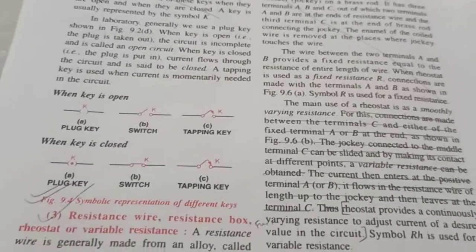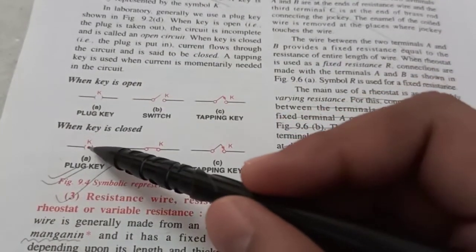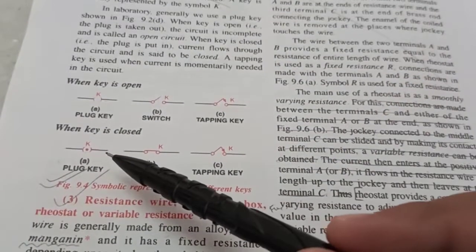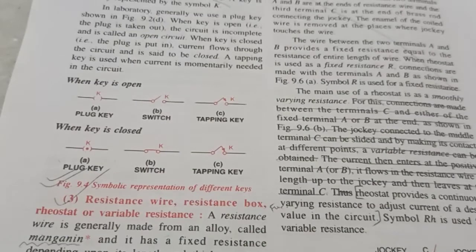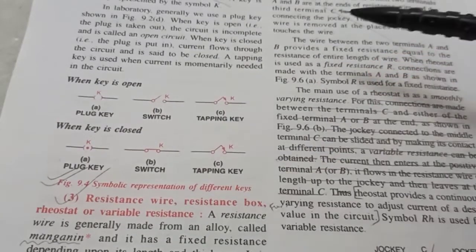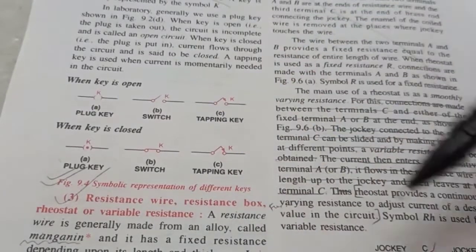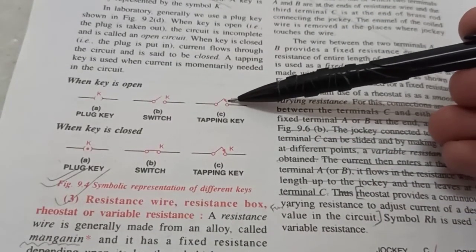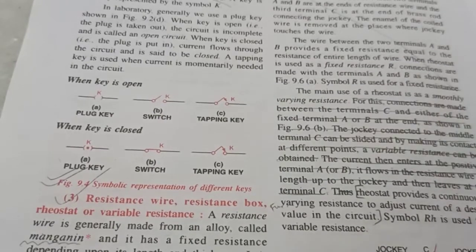Now what about the key? Well, if the plug key is open, it's shown like this. If it is closed, then we just put a dot in between. When we say the key is closed, it simply means that there is no air gap in between. The circuit is complete, electricity will flow, equipment will work, that is, a bulb will glow. If it's a switch, then this is the off position and this is the on position. If it's a tapping key, which you just press on and off, then this is the off position. Notice that it is not touching the wire here, and this is the closed position.